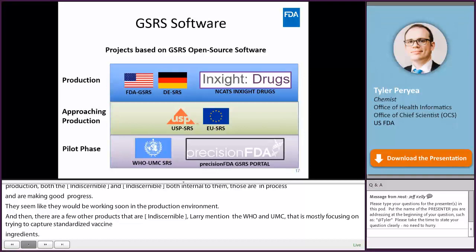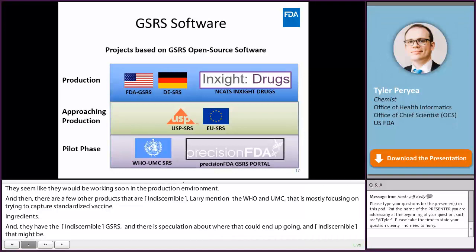Similarly, there's another pilot phase project at FDA to use the Precision FDA platform to have a portal of GSRS that's publicly accessible behind a login that might even allow for some limited exchange of data in a more collaborative environment with regulators and with industry.